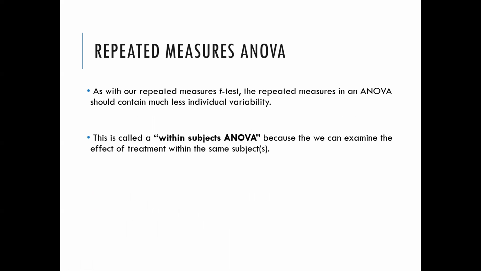As with our repeated measures t-tests, the repeated measures in an ANOVA should contain much less individual variability, right? Because it's within an individual. This is called a within subjects ANOVA because we can examine the effect of treatment within the same subjects.